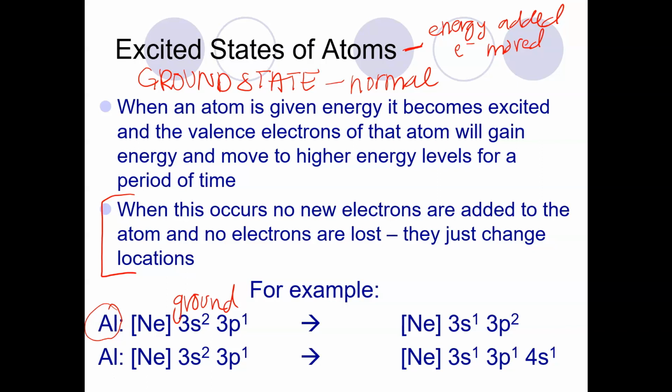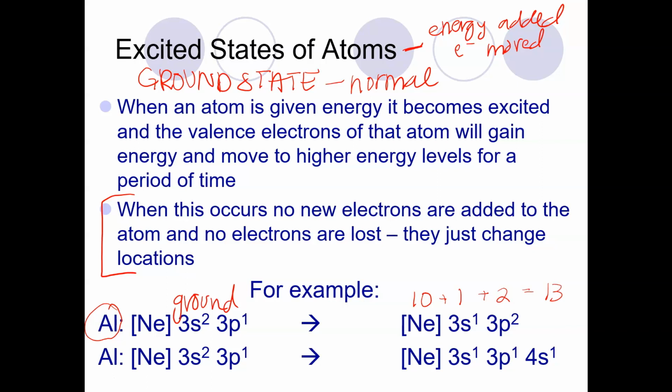We have to add up together the electrons. So neon has 10 electrons. I looked at the periodic table to figure that out. 3s1, there's 1 electron there. 3p2, there's 2 electrons there, so I get 13. So I look at the periodic table. What element is element number 13? Hey, it's aluminum.